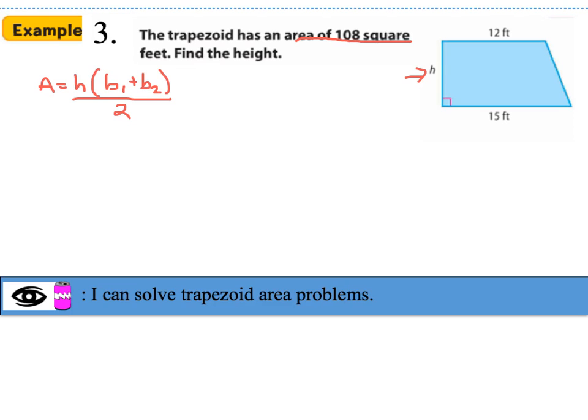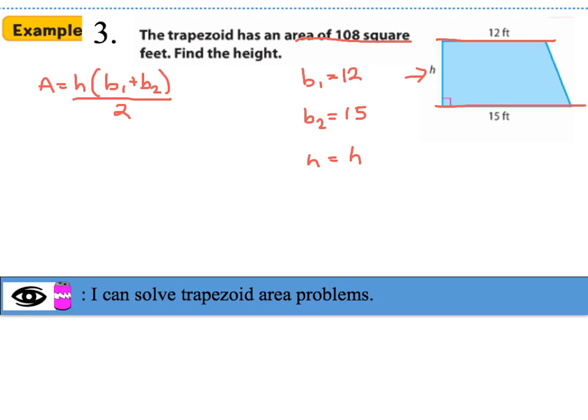Let's identify the information that we have. I see a base on the top, I see a base on the bottom. These two lines never touch. So base 1, I'm going to identify it as 12 feet. Base 2 will be 15 feet. And our height, we don't know, so we're going to call it h. So since we have this information, let's go ahead and plug it into our formula.